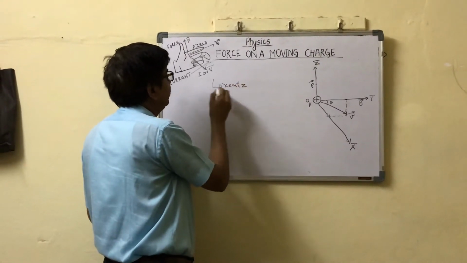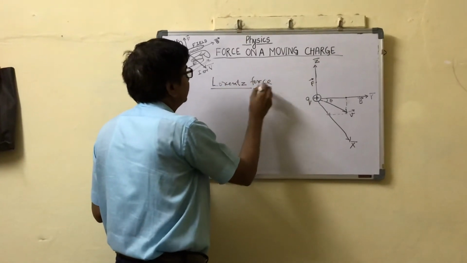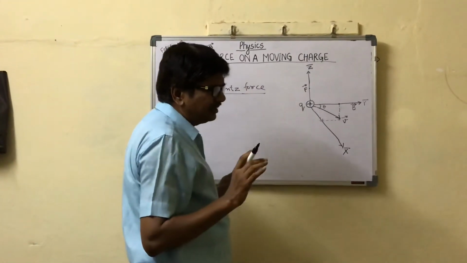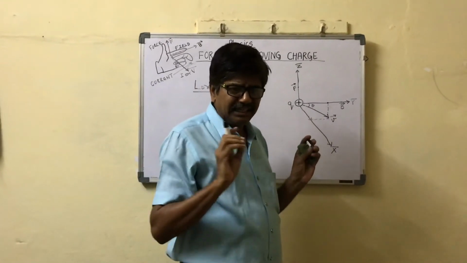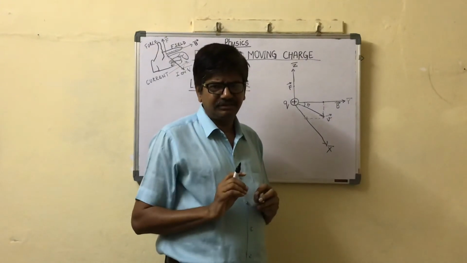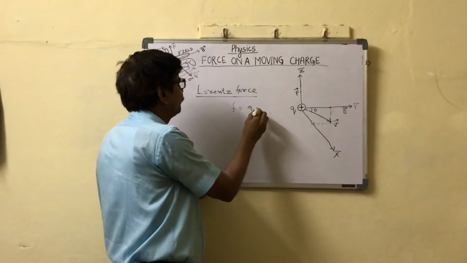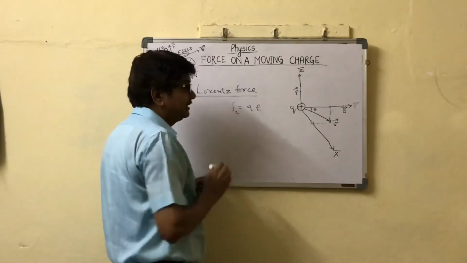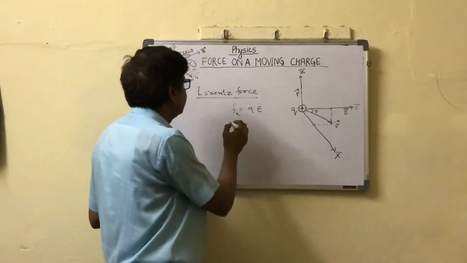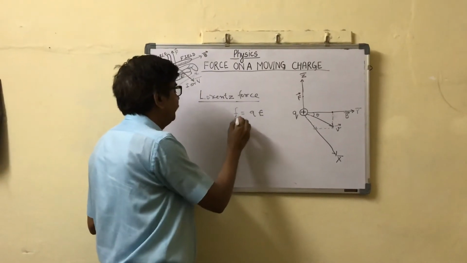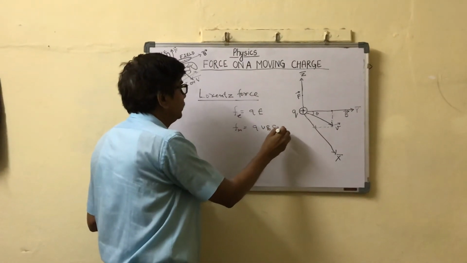Total, that is, Lorentz force. When a charged particle moves inside an electric field, the force is F equals QE. And when a charged particle moves in a magnetic field, that is Fm equals QvB sin theta.